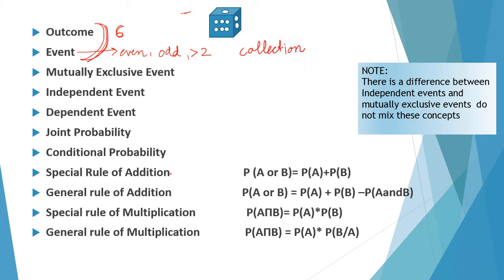We used the special rule of addition when the events were mutually exclusive and the general rule of addition when the events were overlapping. And we used the special rule of multiplication when the events were independent and the general rule of multiplication when the events were dependent.